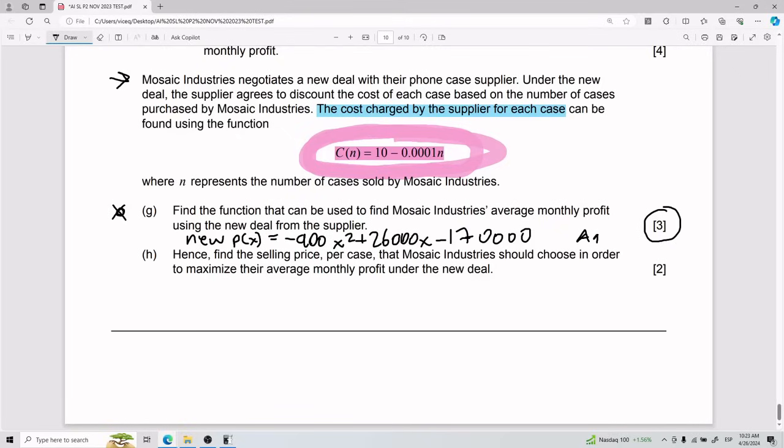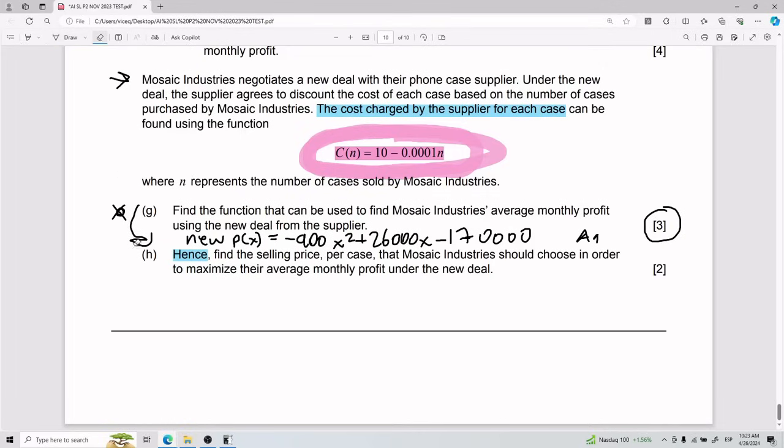And now for part H. You know, they say hence. So anytime they say hence, it's like therefore, and it's a big hint. For part H, you need something from part G. So hence, find the selling price per case that Mosaic Industries should choose in order to maximize their average monthly profit under the new deal.